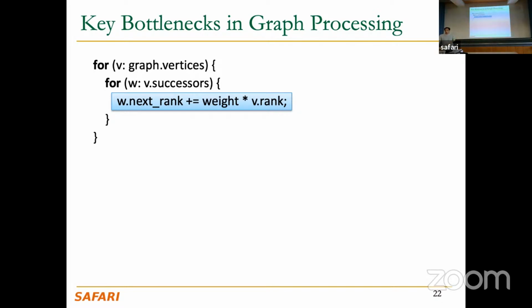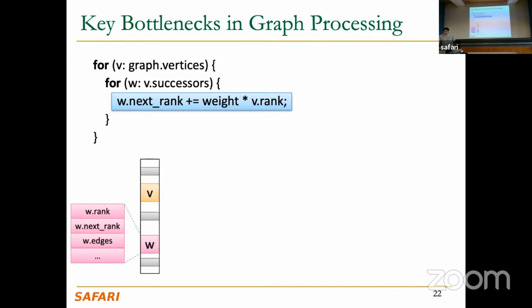The way that we update that is by simply accumulating the result of a multiplication. We take the current rank of the vertex V, let's say the parent vertex, multiply by a weight and accumulate to update the next rank of the successor W, right? As you see, there is not much computation there, it's only 2 operations, 1 multiplication and 1 addition. But also, depending on where the neighbor resides, we may have very irregular accesses to memory, right?